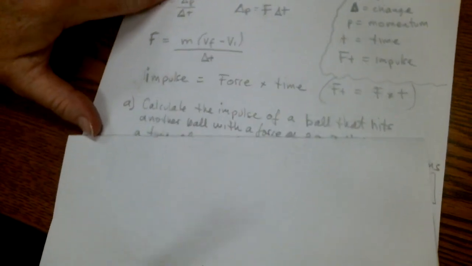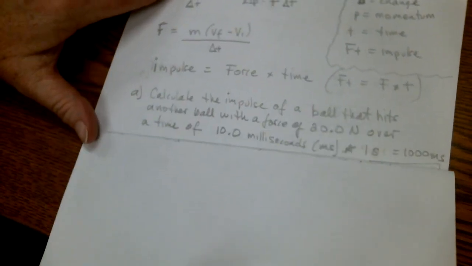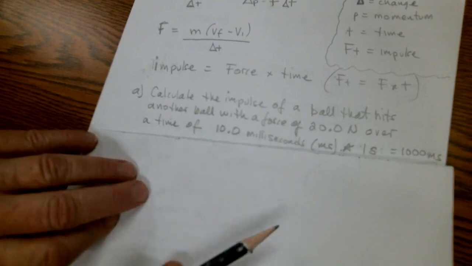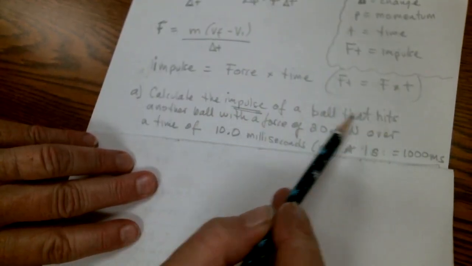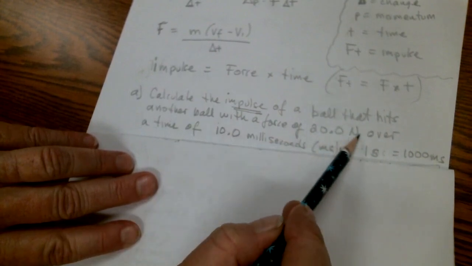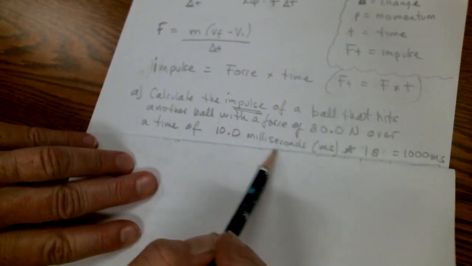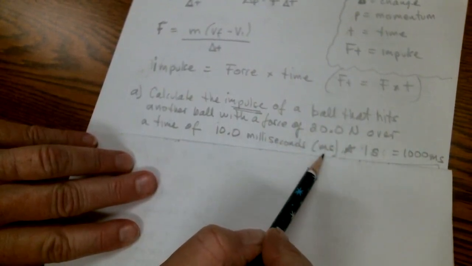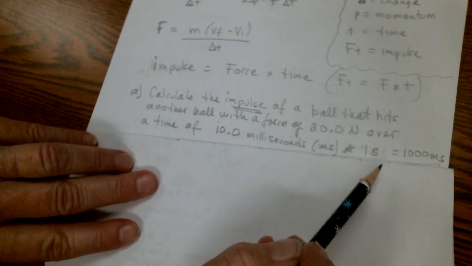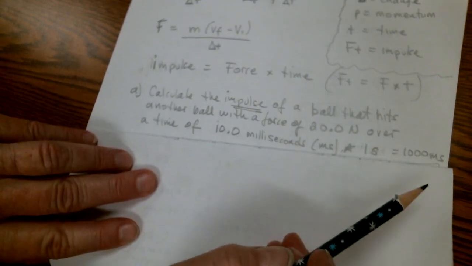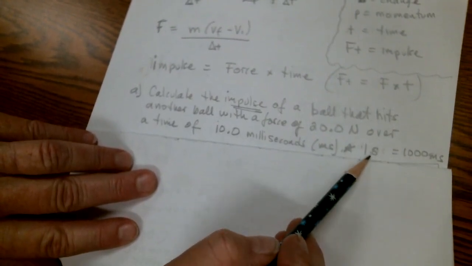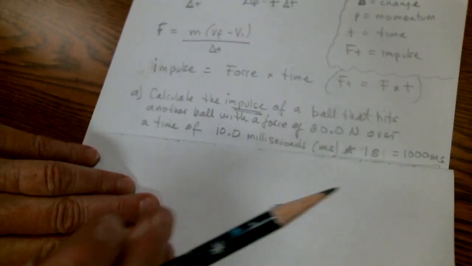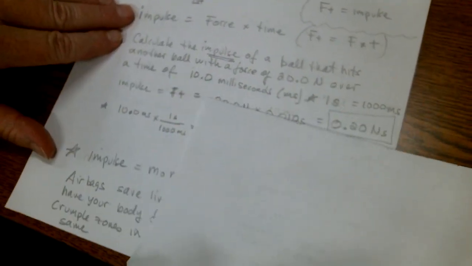symbols. Okay, so let's take a question like you will have on the test. I want the impulse, the ball that hits another ball with a force of this, so that's the force, over time. Now, I've given it to you in milliseconds. On the test, I won't ask you to do this, but I think this is a good skill to have. So if you are given that 1 second is equal to 1,000 milliseconds, can you convert that?